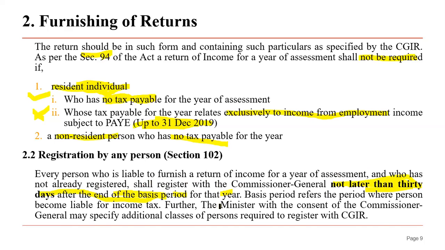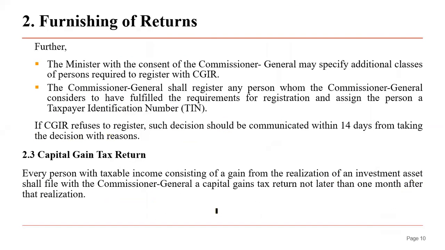So this one, and also for the finance minister, with the concern of the Commissioner General, there may be additional cases. The minister can ask someone to register. The minister can inform the Commissioner General, please register this person, they have this much income. The minister has power, so that kind of arrangement is also there.